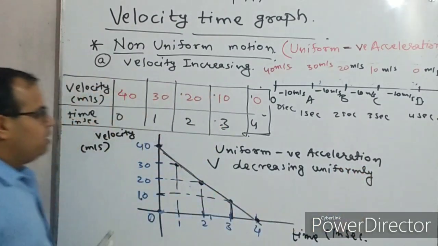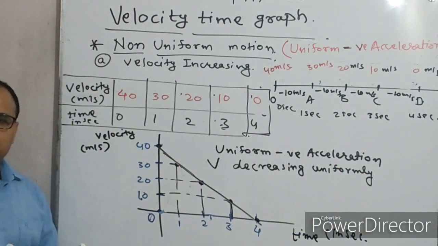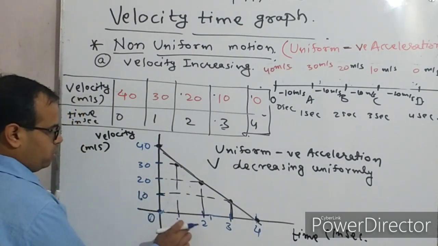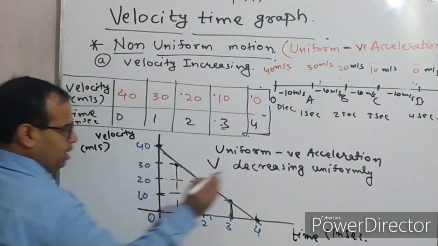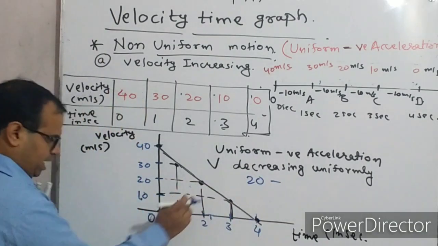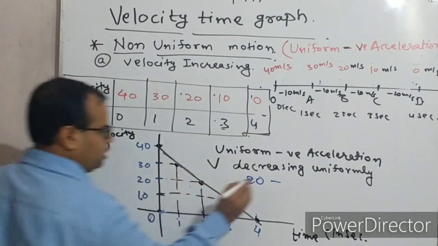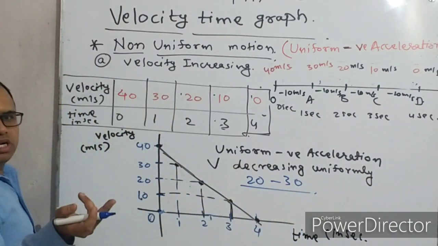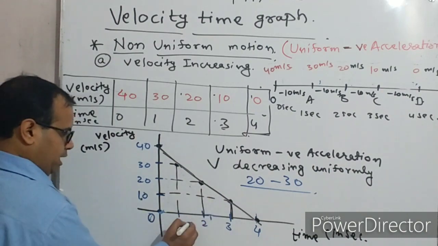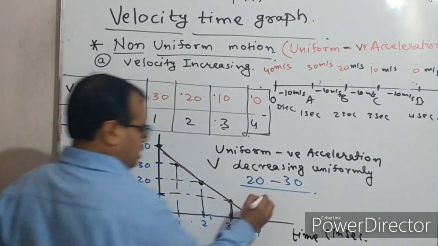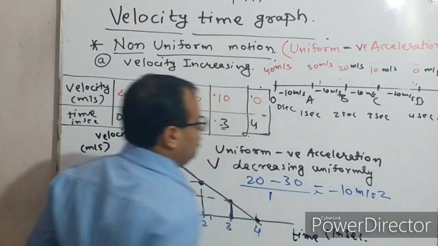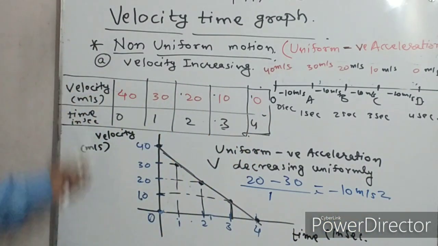Do remember that if you have to find the acceleration, very simply you can find it. Suppose you take any interval, say 1 to 2. At 2 seconds the velocity is 20, so you will do 20 minus, at 1 second it was 30. So 20 minus 30 divided by time, v minus u upon t. What is the time? 2 minus 1, that is 1 second. So you will get the acceleration as minus 10 meter per second square.